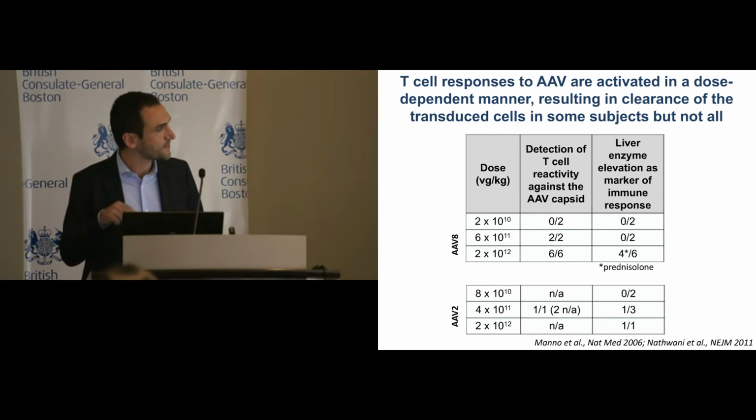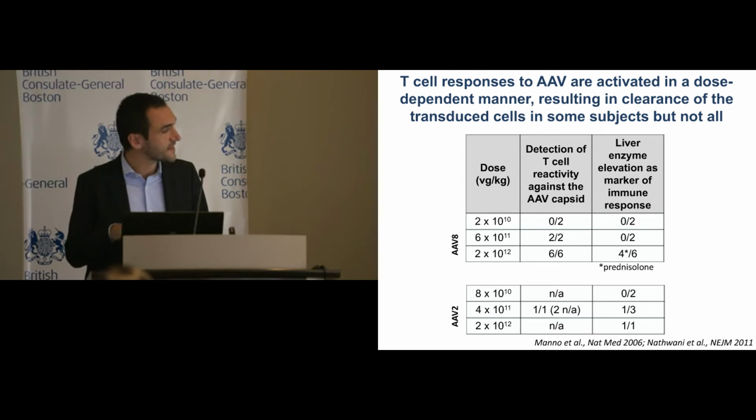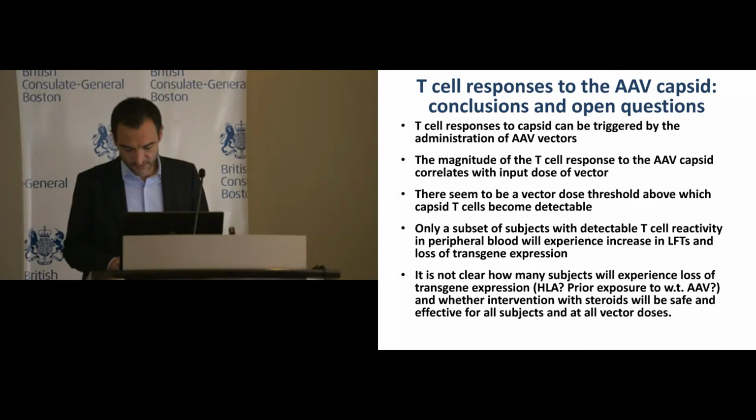You can look at the upper table, showing that essentially with increasing doses of vector, there's an increasing T-cell activity. At the low dose, there was no T-cell activity detected by ELISpot. As the dose increased to the mid dose, all the subjects had T-cell activity, but none of the subjects had an increase in liver enzymes. And finally, at the highest dose of vector, all the subjects had T-cell activity to the capsid, but only 4 out of 6 required an intervention with steroids.